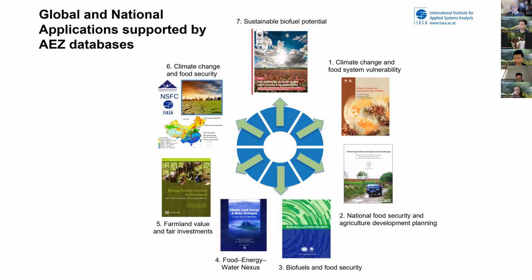A second study was done together with the Chinese Academy of Sciences on national food security and agriculture development planning. There, a detailed national Chinese agro-ecological zones model was developed. And again, the biophysical spatial assessment was used to inform a general equilibrium model of the national economy, and various scenarios of future food security were assessed.